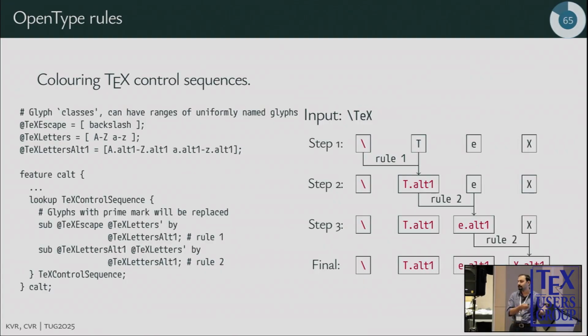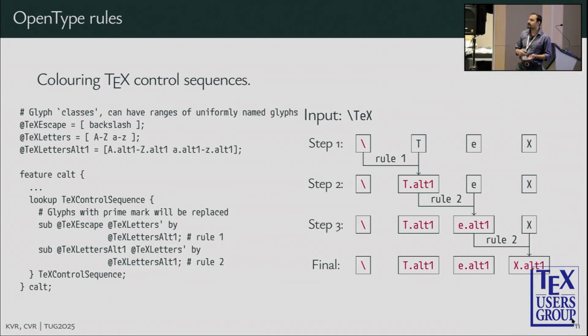And then you have control sequences. So control sequences always contain only letters. If there is a white space or a number or anything else, these rules will not be applied. And then anything following will not be colored.